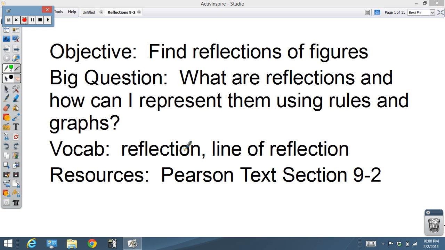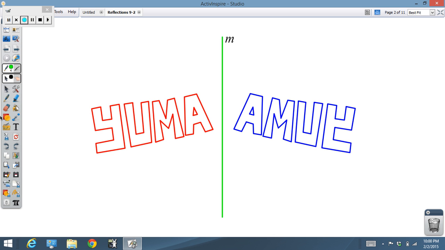We're going to talk about reflections and lines of reflection, and you know what? I'm going to start by showing you a whole bunch because I think you know what they are. Here's what we got here. We got our red Yuma. And as we discussed yesterday, this is what we would call the preimage.